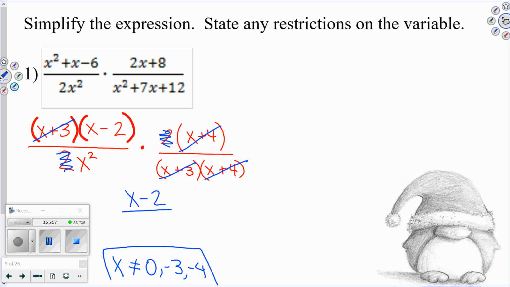What do you got left on bottom? Ooh, can I cancel these x's? No, that one's held with the minus sign. Can't touch that one. And I am done.